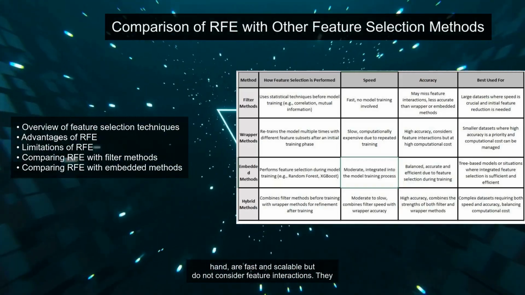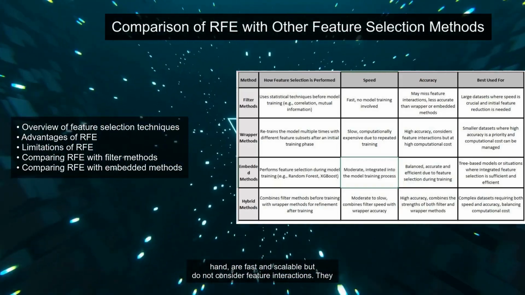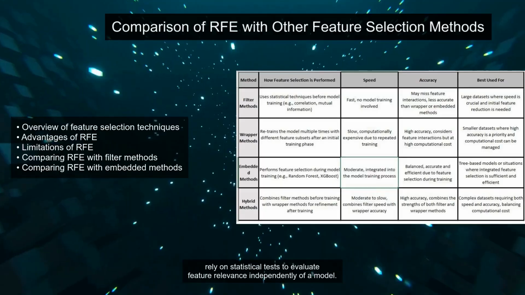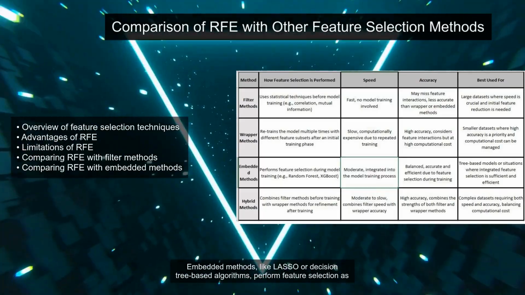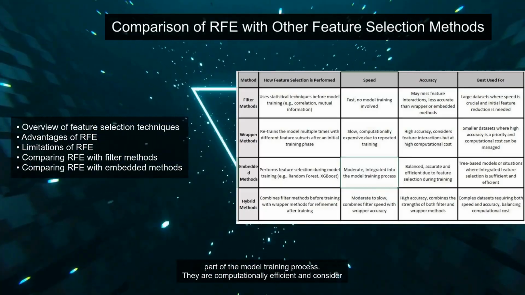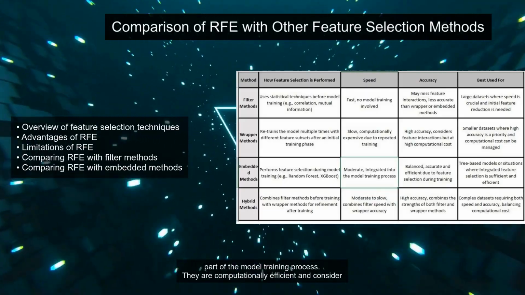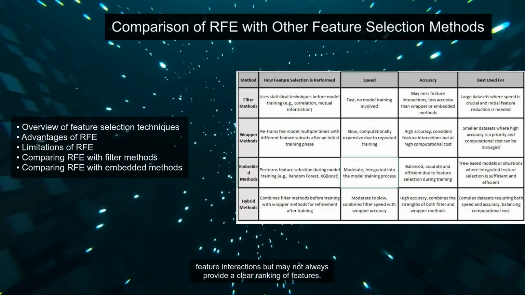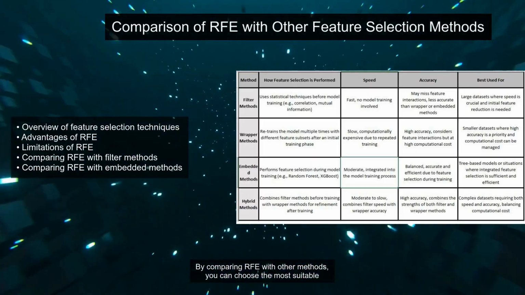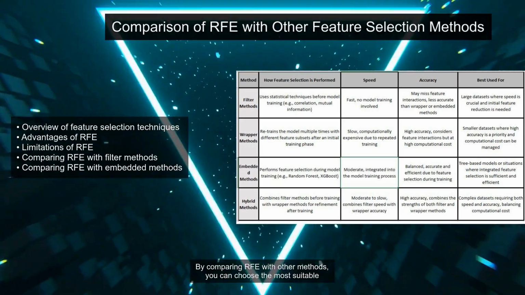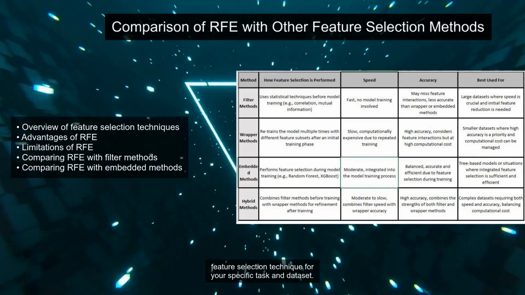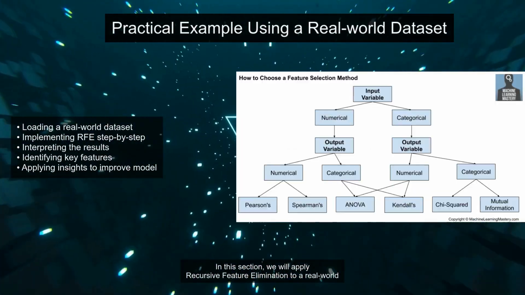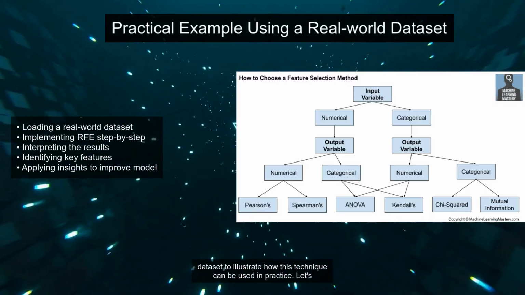Filter methods, on the other hand, are fast and scalable but do not consider feature interactions. They rely on statistical tests to evaluate feature relevance independently of a model. Embedded methods, like lasso or decision tree-based algorithms, perform feature selection as part of the model training process. They are computationally efficient and consider feature interactions but may not always provide a clear ranking of features. By comparing RFE with other methods, you can choose the most suitable feature selection technique for your specific task and dataset.